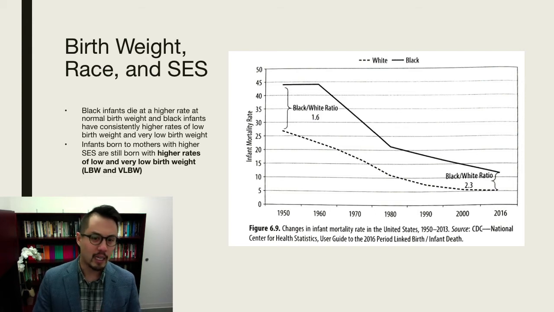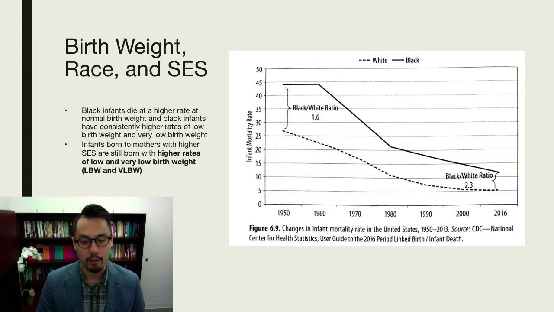Now, the relevant data on infant death rate suggests that black infants die at a higher rate at normal birth weight, and black infants also have consistently higher rates of low birth weight and very low birth weight. So the situation is better when black mothers have a higher socioeconomic status, as the death rate of black infants at each birth weight class is nearly identical to that of white infants.